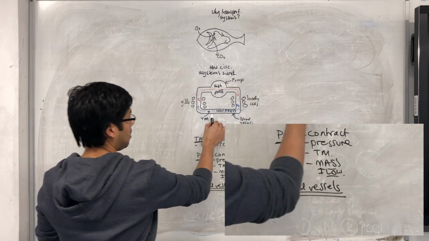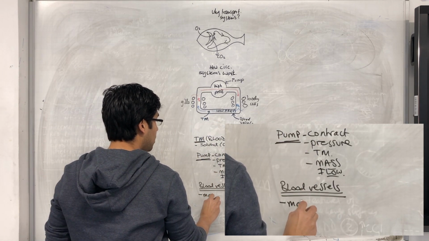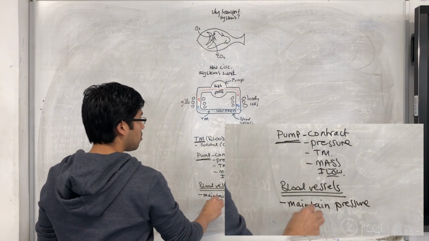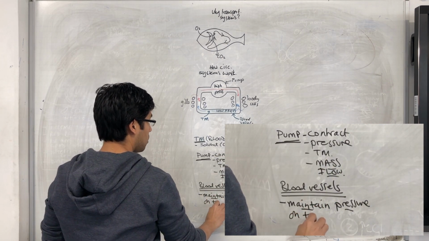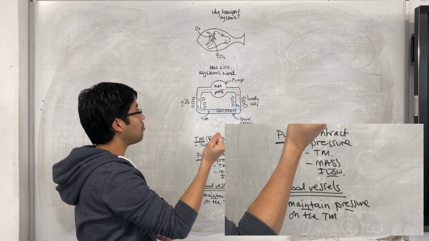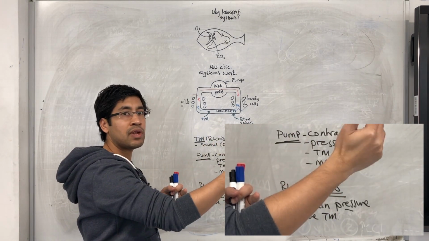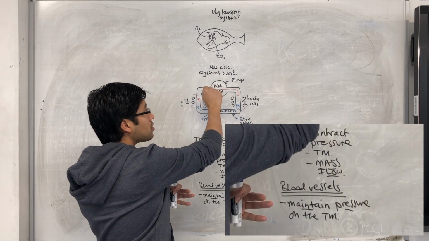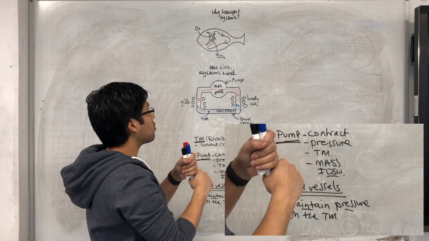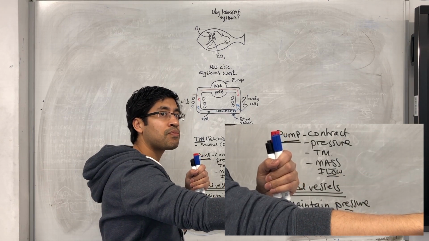What's their job? Well, the main job of blood vessels is to maintain the pressure on the transport medium. If the heart contracts but the blood just squirts out everywhere, then we've lost the pressure, and it's not going to go very far. But if the heart contracts and the vessels contain that blood, or the transport medium, and keep the pressure on it, then the fluid is going to move over a longer distance.